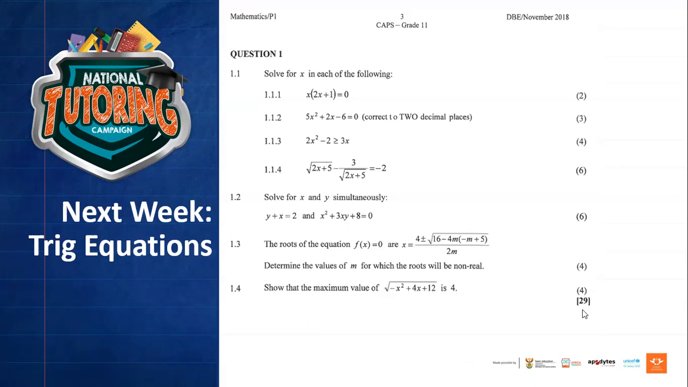We see 29 marks here from question 1. 1.1.1 is a basic factorized question. You can solve it in 2 seconds. Here, corrected to 2 decimal places, you're using your quadratic formula. 1.1.3, you've got your quadratic inequality. 1.1.4 is a surd equation. It's a bit more complicated, but the idea is the same. Then a simultaneous equation, and then you've got some nature of roots. So those 29 marks should be fairly easy to do really well in.